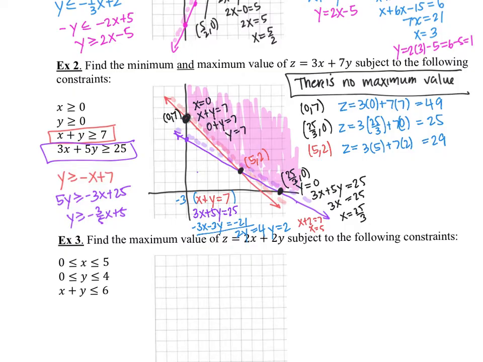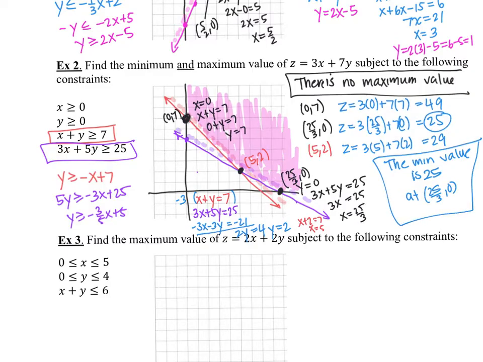Okay, so the minimum value is 25. If they ask you where it occurs, you would say at 25 over 3, 0. If they don't ask you, you would just say 25.